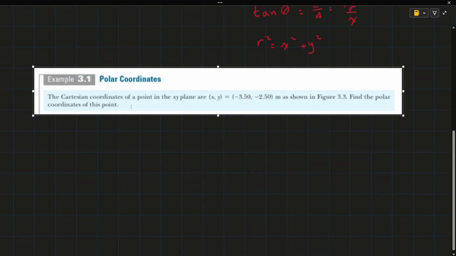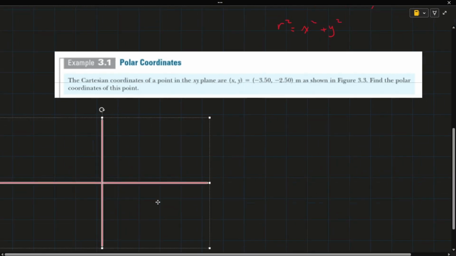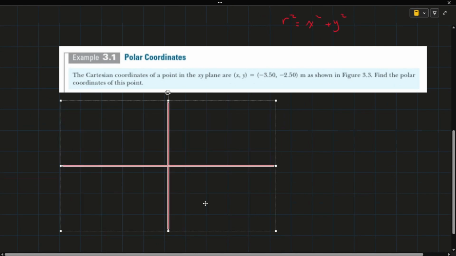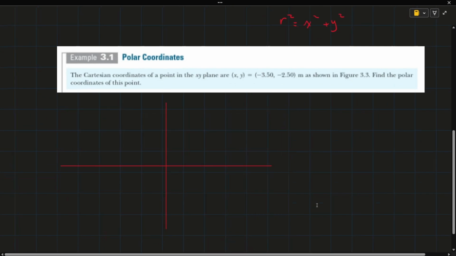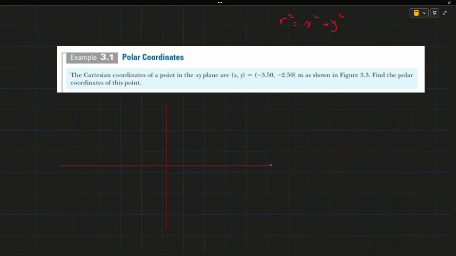So, the Cartesian point on an xy plane is x equals negative 3.5, y equals 2.5, and so on. They do give us a picture of it, but let's draw it out ourselves just to get in the habit of doing so. And always label your axes, super important.